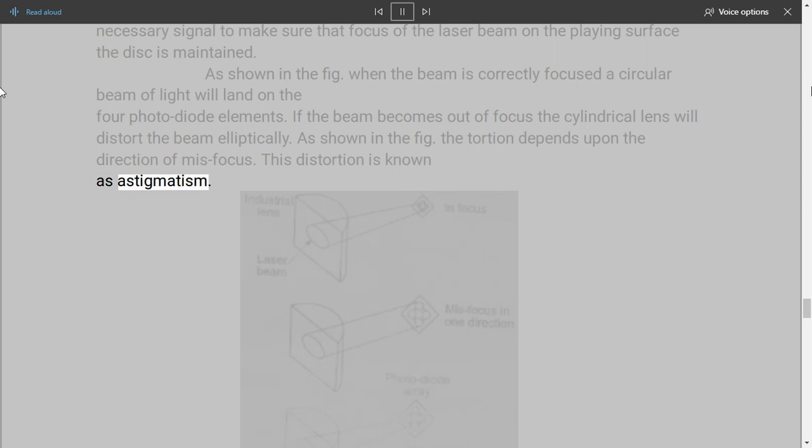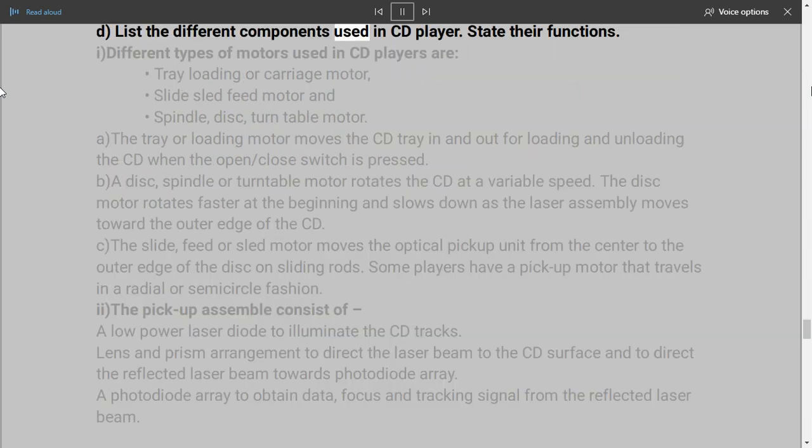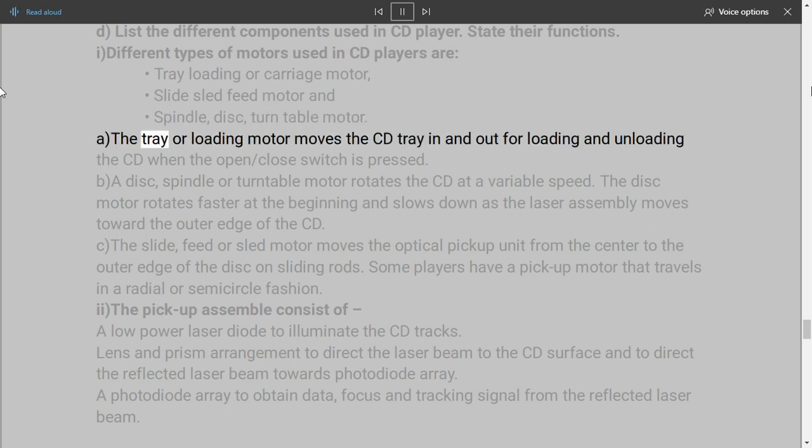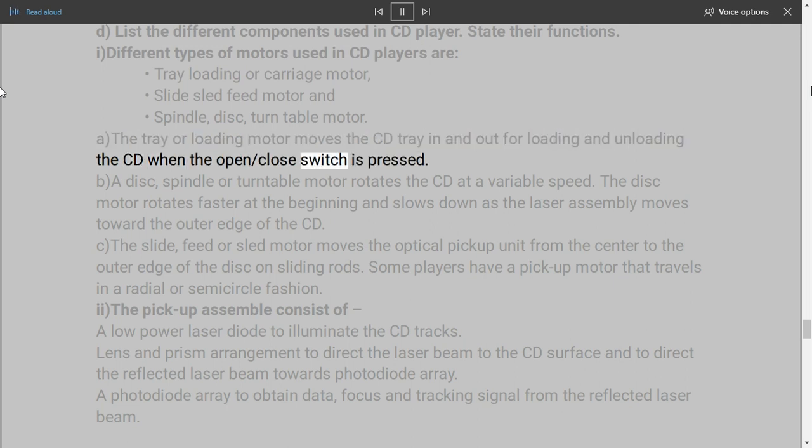D. List the different components used in a CD player. State their functions. 1. Different types of motors used in CD players are the tray loading or carriage motor, the sled feed motor, and the spindle, disc, or turntable motor. A. The tray or loading motor moves the CD tray in and out for loading and unloading the CD when the open/close switch is pressed.